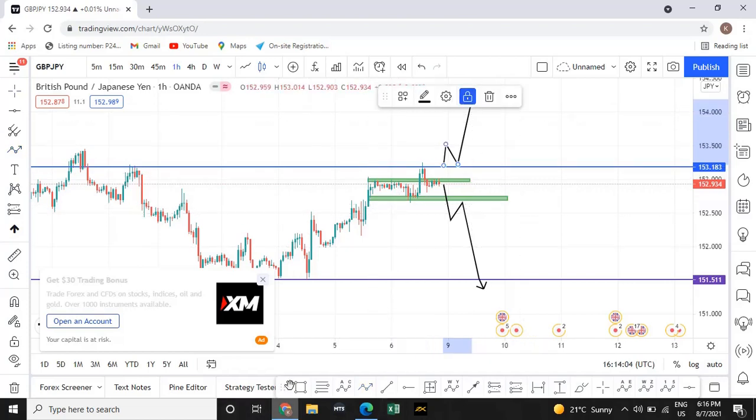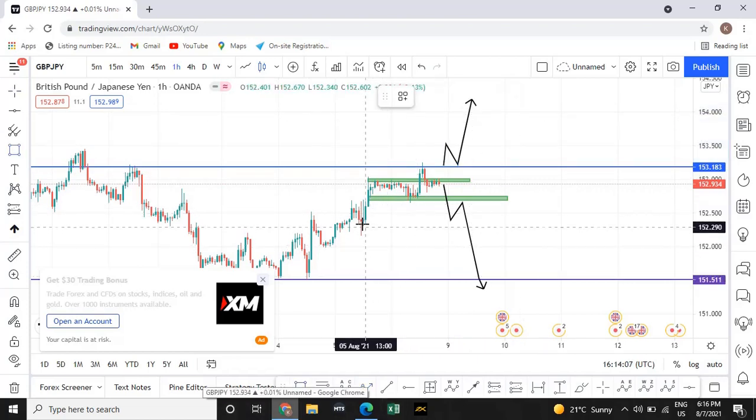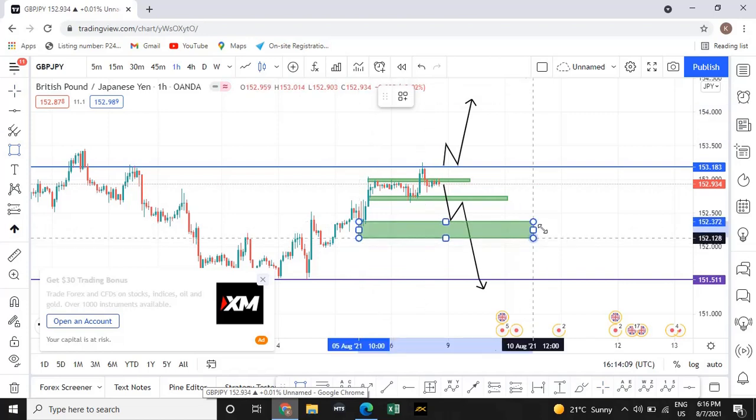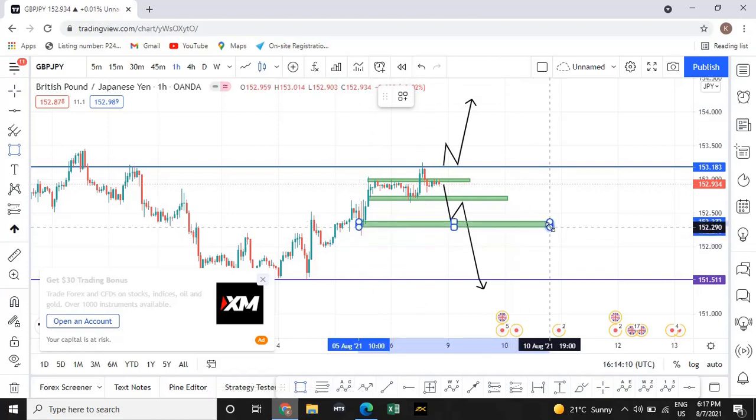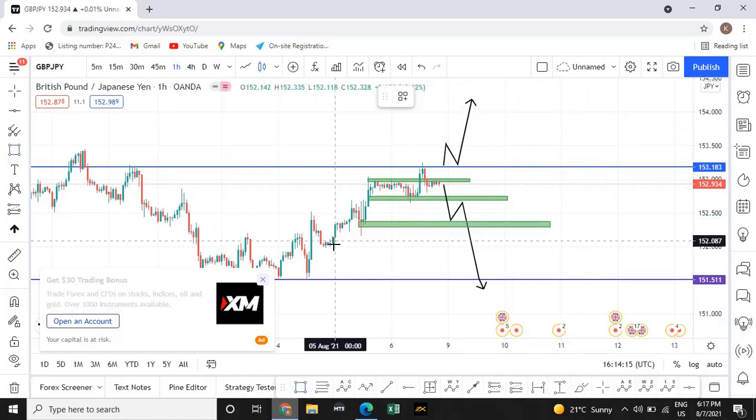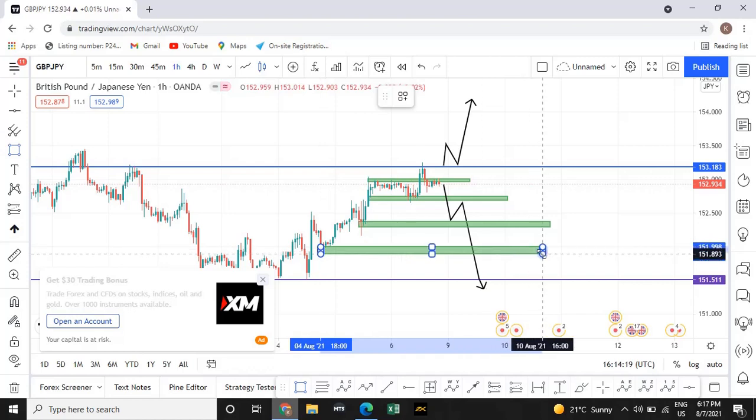So if I can show you here real quick, you can see our zones here. If you can check, everywhere we have zones, but the big time frame zones count a lot because they give you a long-term movement. Yeah.